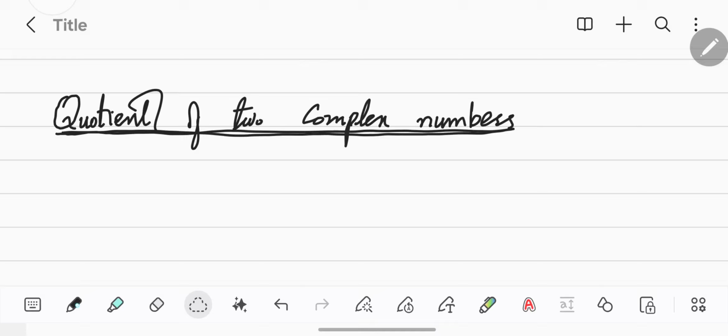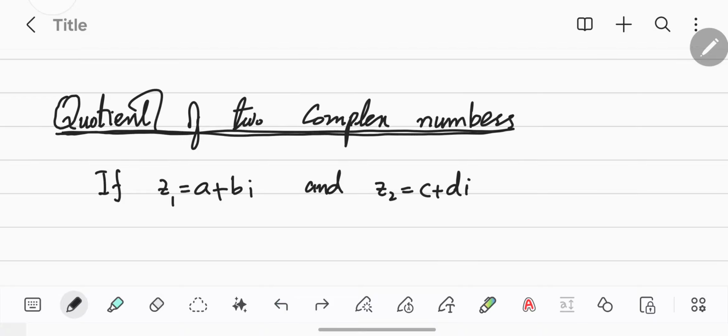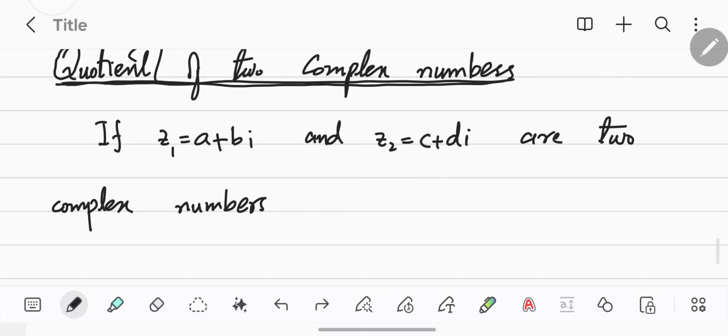Hello, in this video we will talk about the quotient of two complex numbers. Suppose you have two complex numbers z1 which is a plus b iota and z2 which is c plus d iota, such that the second number is non-zero.